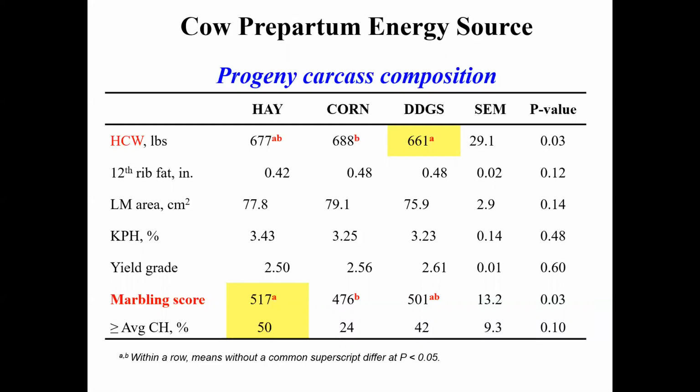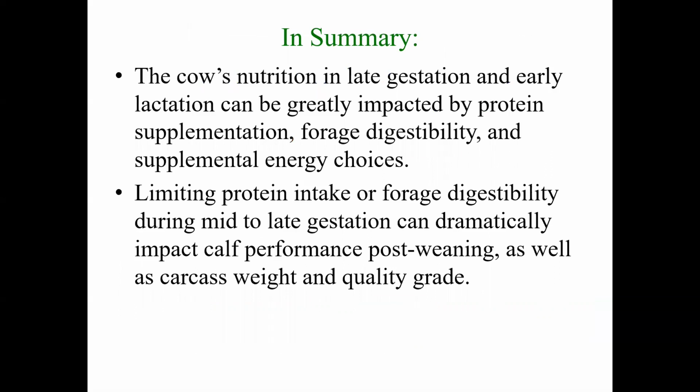So what I want you to understand from this talk is that fetal programming and paying attention to forage digestibility is really critical. In summary, the cow's nutrition in late gestation and early lactation can be greatly impacted by protein supplementation, forage digestibility, and supplemental energy levels. Limiting protein intake or forage digestibility during mid to late gestation can dramatically impact calf performance post-weaning, as well as carcass weight and quality grade. Thank you.